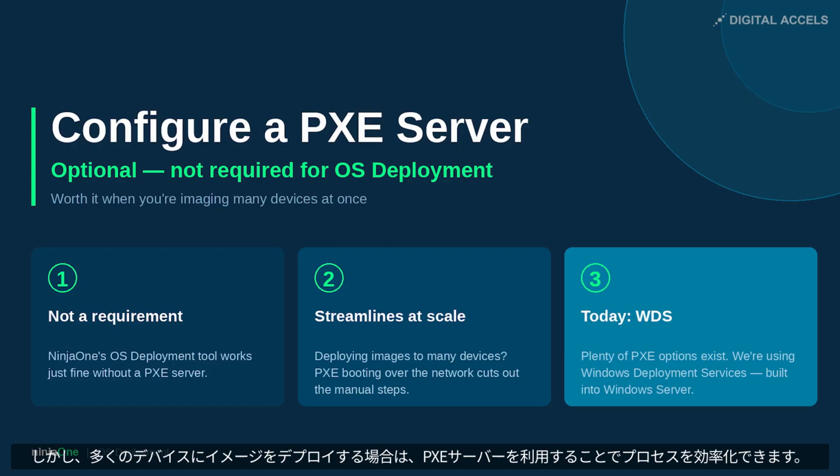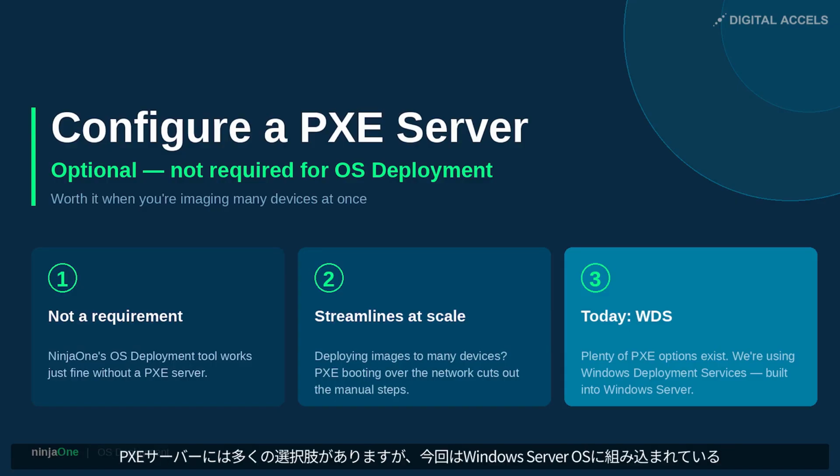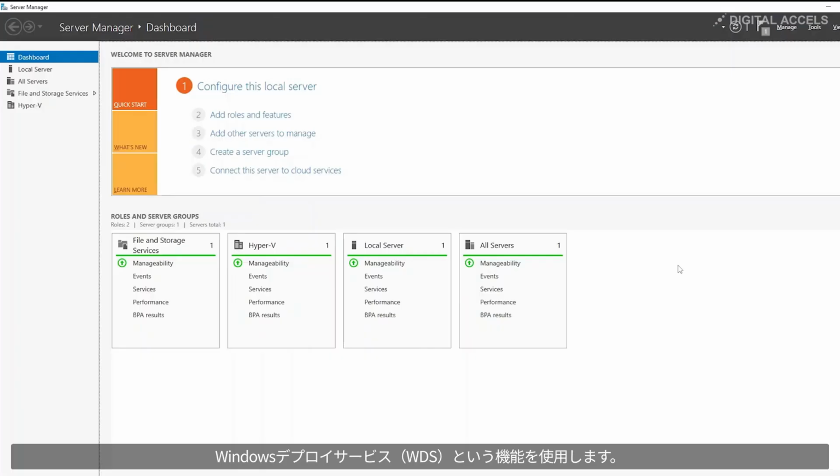But if you are deploying images to many devices, a PXE server can be a good way to streamline the process. There are plenty of options for PXE servers, but today we're using a feature that's built in for Windows Server operating systems called Windows Deployment Services, or WDS.